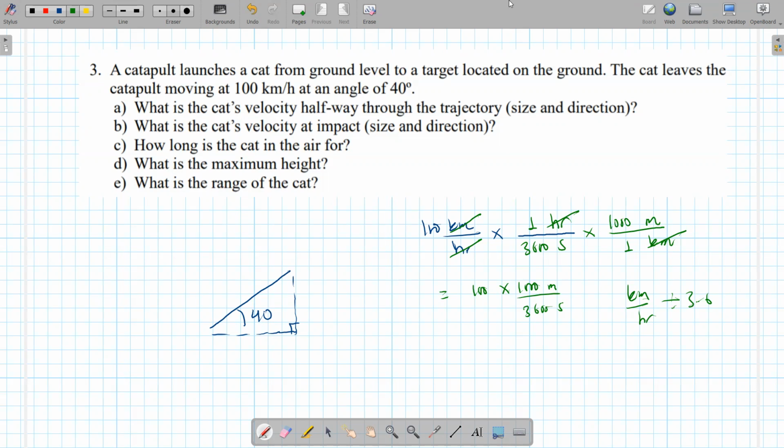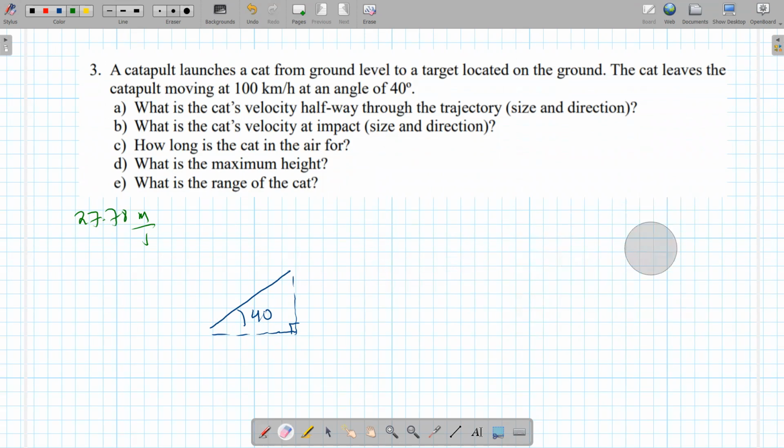100 times 1,000 divided by 3,600, this gives meters per second. So this is going to be the initial velocity, 27.78 meters per second. Okay, step 1, convert that.